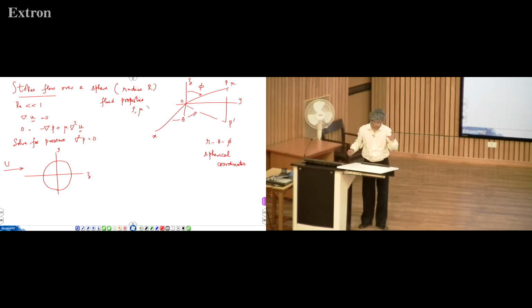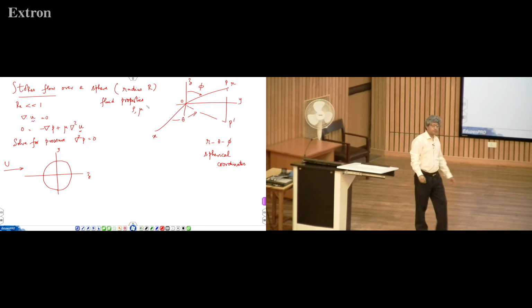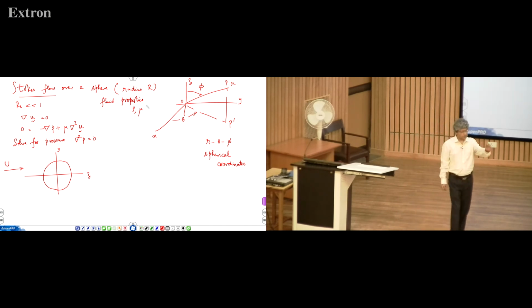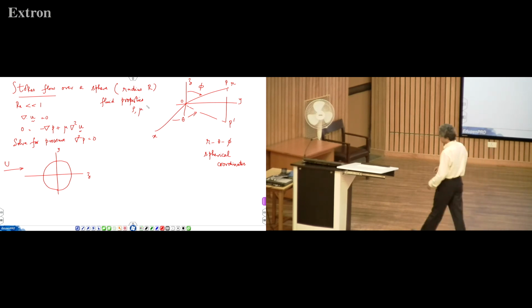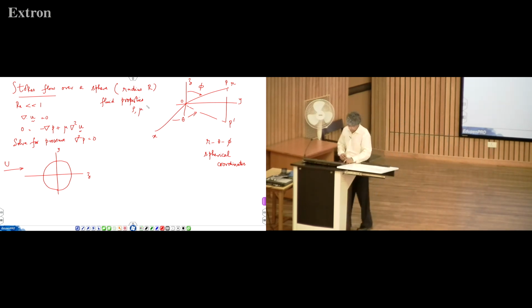That means the diameter is small, a small sphere. Far away from the sphere, the field is unaffected, undisturbed. The approach flow is undisturbed, but around the sphere the field is disturbed, giving rise to forces acting on it.